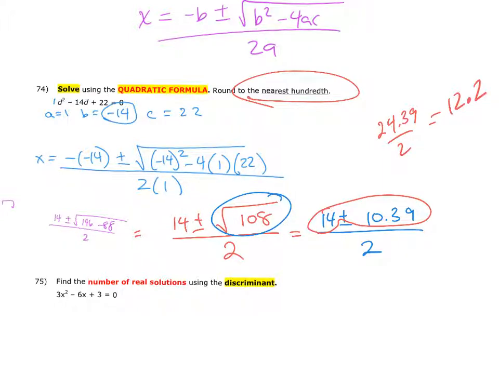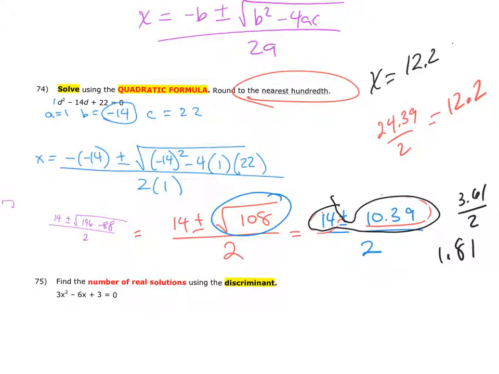And then I have to do the same thing, but instead of the plussing, I am going to minus. So now I am going to do 14 minus 10.39, and 14 minus 10.39 is 3.61, divided by 2, and I get 1.805, which is 1.81. So my two answers are x is equal to 12.2 and 1.81.